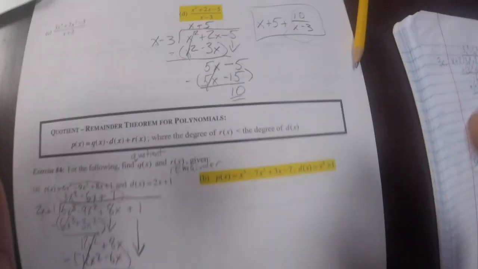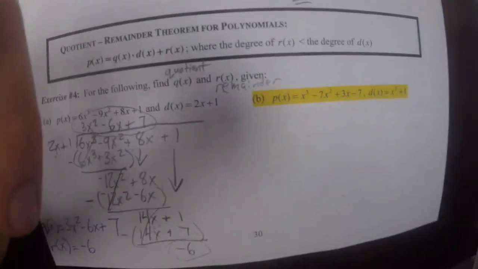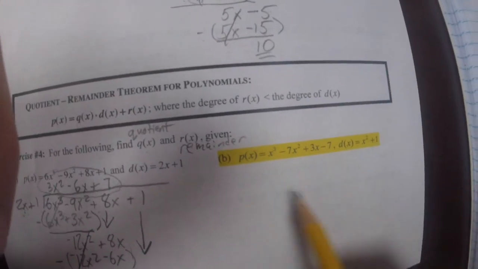Last one. Oh, Regents question. Last one. Let's do it. We have to divide this mess by this mess.